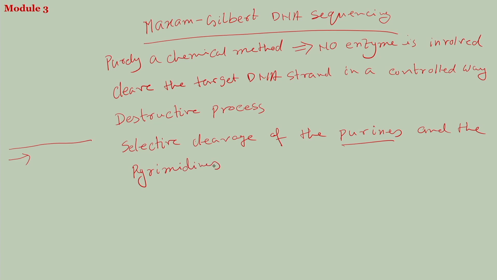We will see there will be some chemical treatment done which will only react with the purine nucleobases like adenine and guanine, and other chemical treatment will act only on the pyrimidines, which means thymine and cytosines. So, there will be total 4 different kinds of reactions, 2 set for the purines and other 2 set of reactions for the pyrimidines.